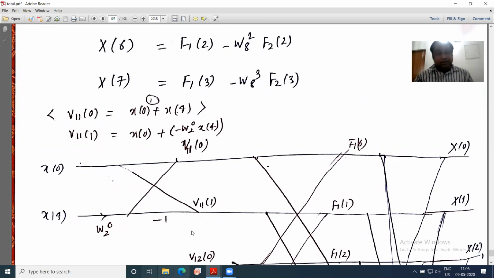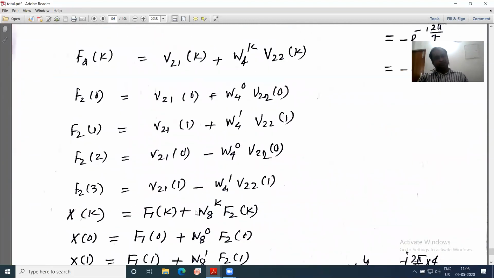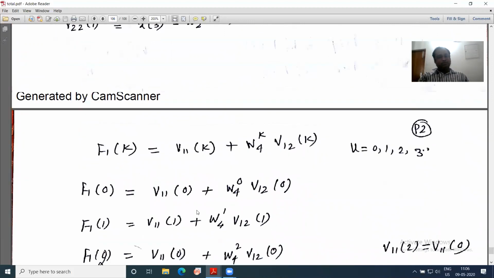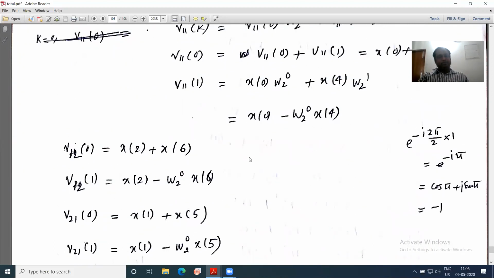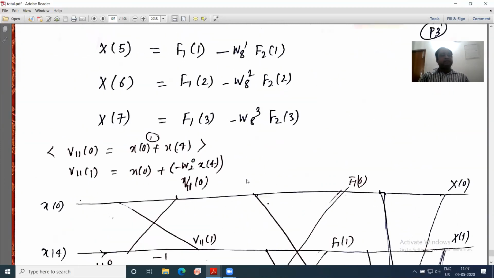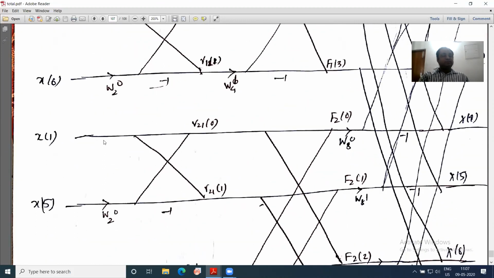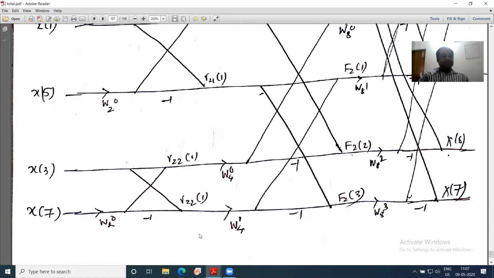Now, similarly, once we write the first one, x0 plus x4, this step, then the rest 4 are the same. Rest 4 means x2, x6, again the same thing, then x1, x5, again the same thing, and then x3, x7, again the same thing. So this is the first stage of the computation. Is it okay for all? Yes, sir. I hope this is okay. So the first stage of computation is over.